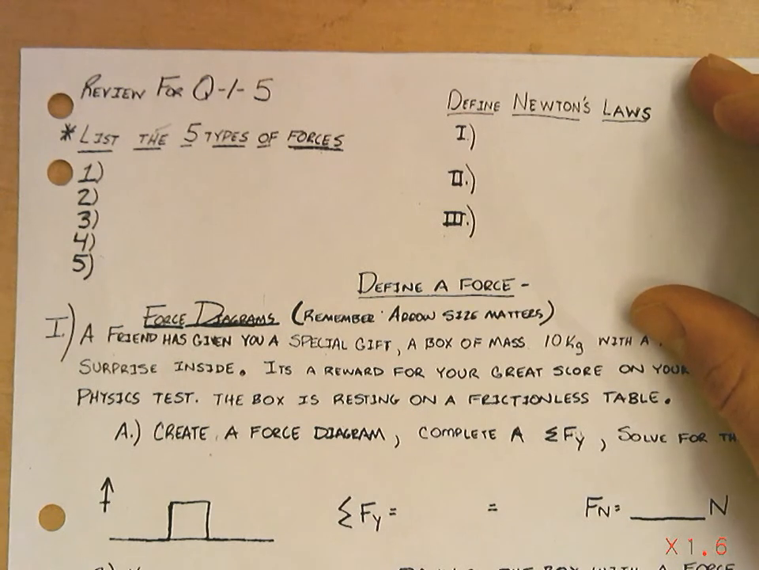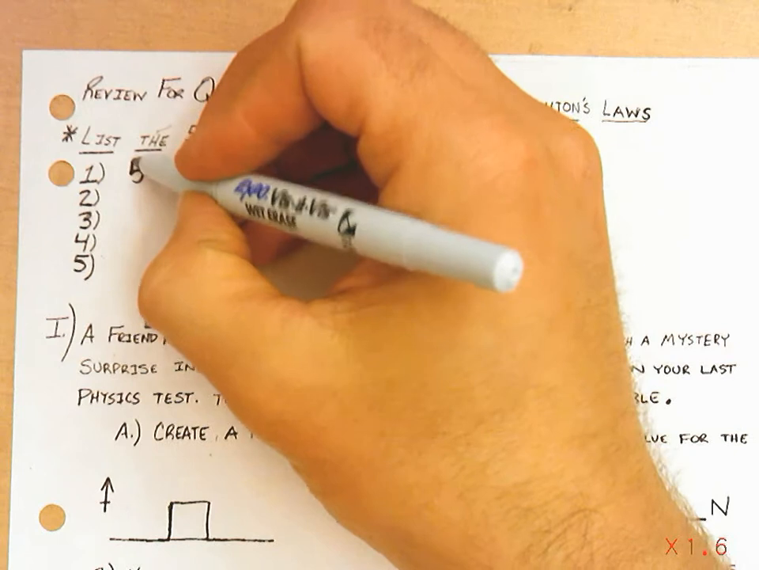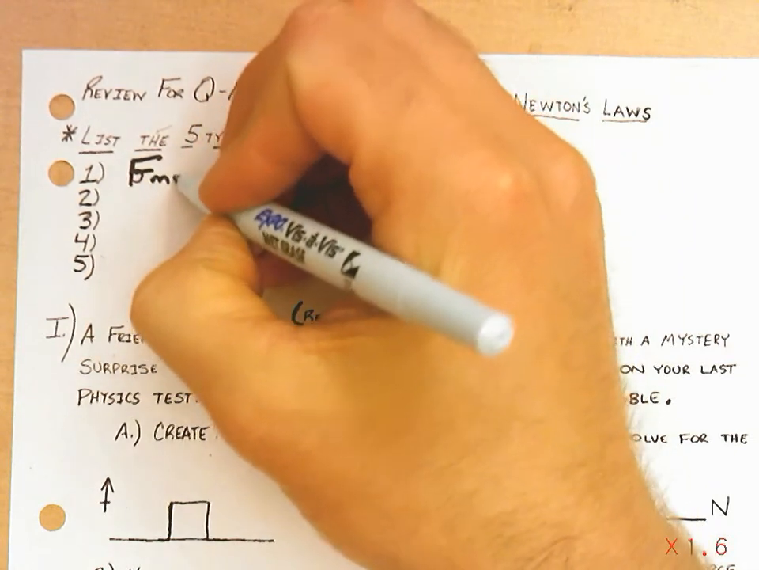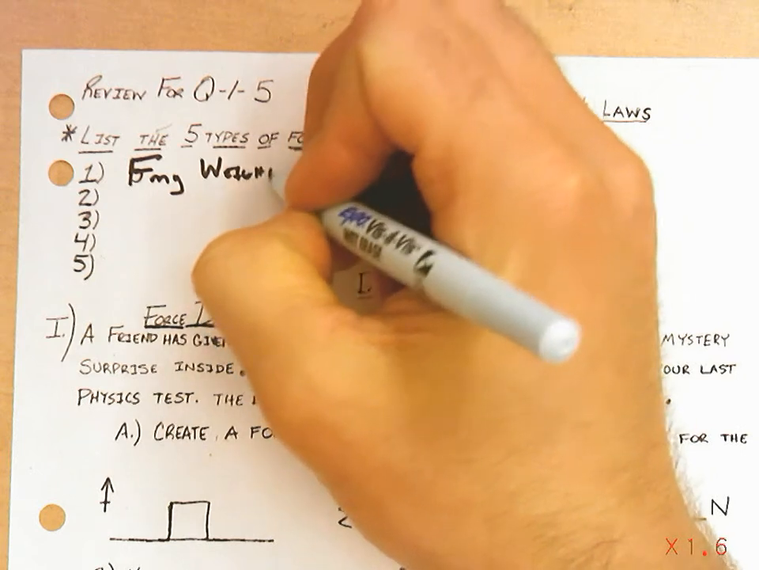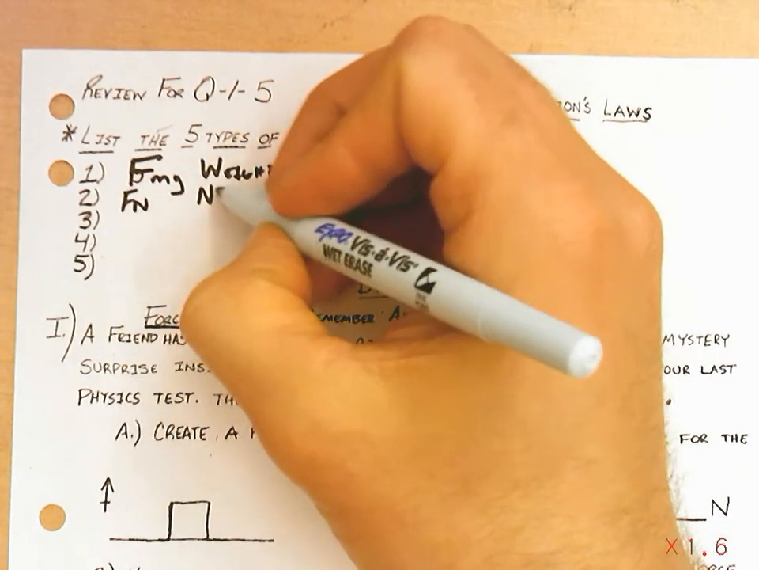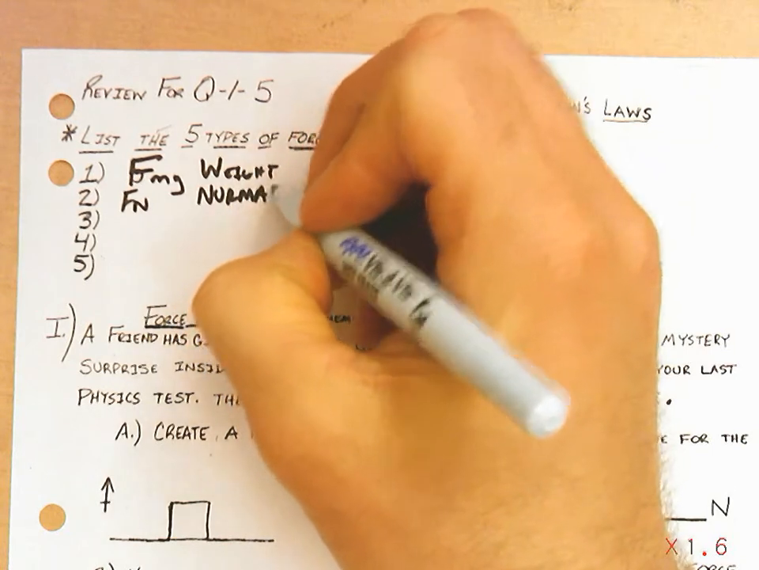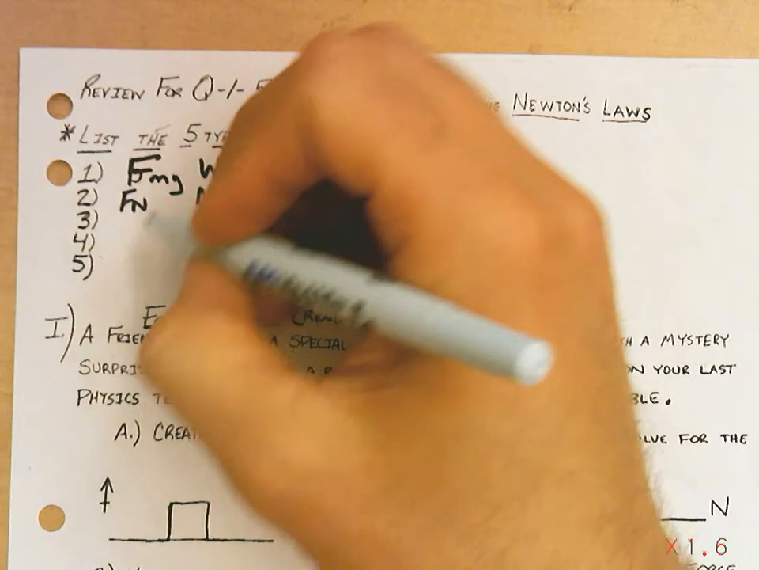We're going to begin with the 5 types of forces. The one that's always there is our FMG, which we call weight. Also we have FN, force of normal. That's our surface force. It's there if it's on a surface. It gives you what you need. We're gonna find that out here in a minute.